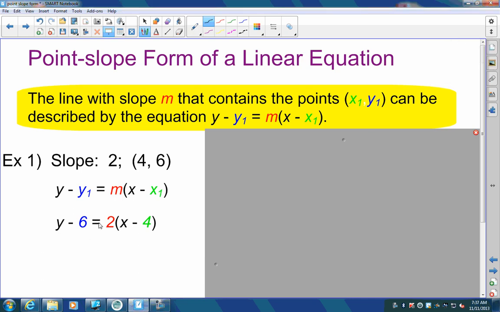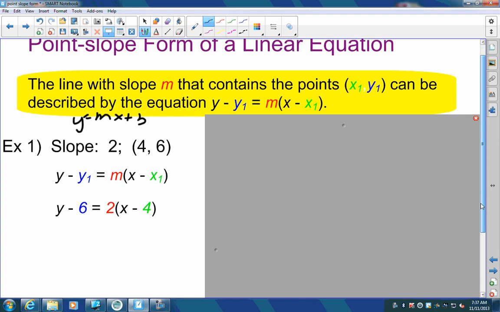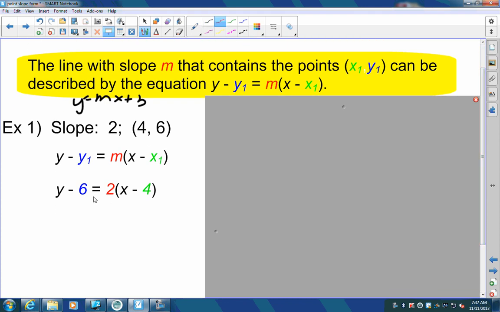If I want to rearrange this to slope-intercept form, which is y equals mx plus b, I'm going to start here with drawing my line down. You always do your parentheses first. So I'm going to leave y minus 6 here equals 2 times x, 2x, 2 times negative 4, negative 8. Okay, you do the parentheses first.